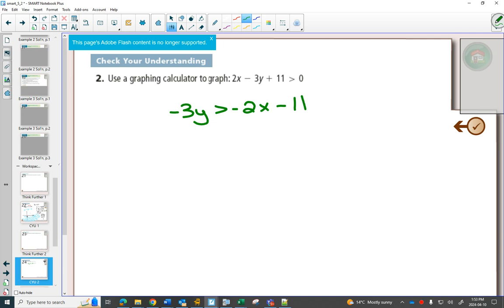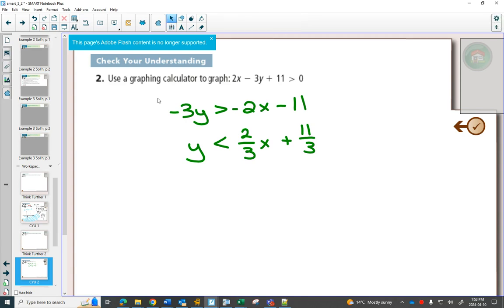I'm going to subtract 2x on both sides, subtract 11 on both sides, start to get y by itself. I'd have to divide by a negative. It's nice that the textbook is really making us practice that divide by a negative. So we get 2/3 x plus 11 over 3.